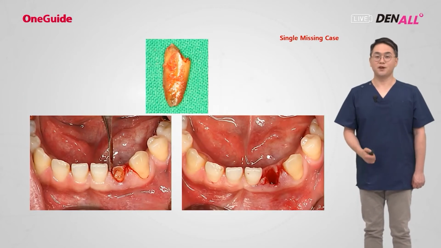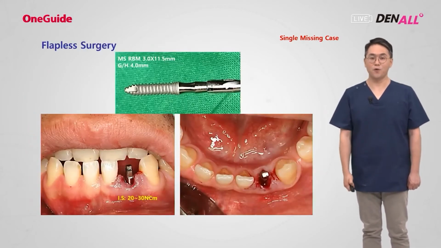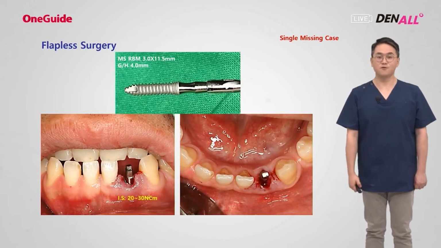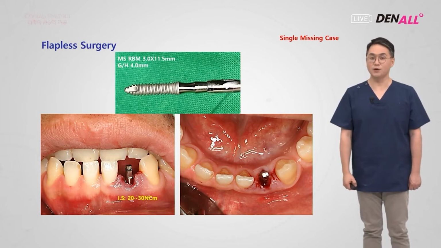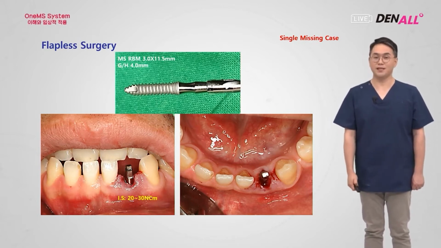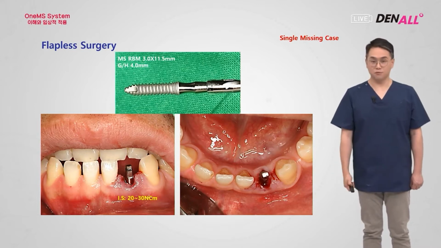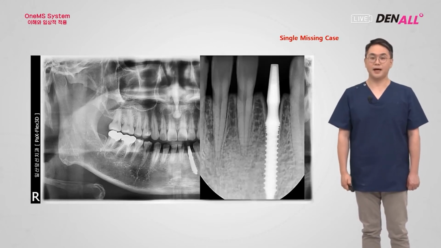I carefully extracted using a periotome for atraumatic extraction, and then used this implant where the gingival height was 4.0. So again, this is the MS implant. Initial stability was okay, about 30 newtons. And these are the photos.